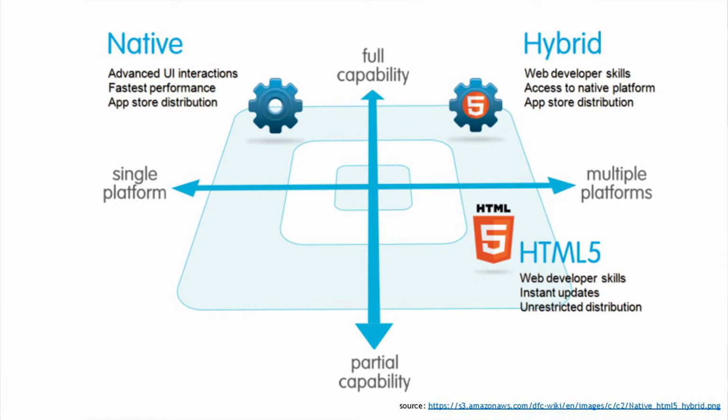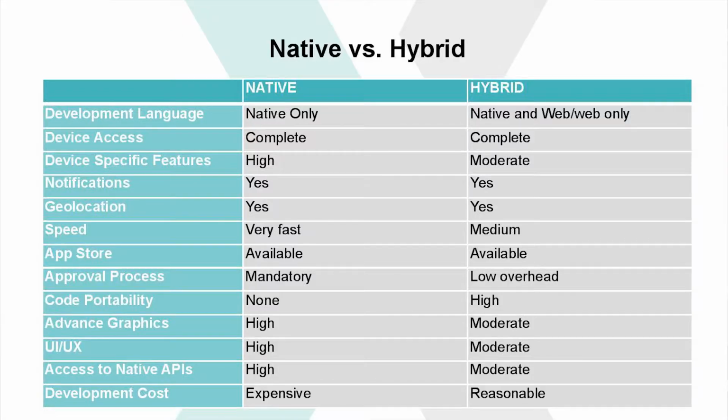So, a quick comparison between these two platforms. In native, we are using native code, in hybrid a web language. Device access, here we've got complete. Specific features, this one is high because most of the features we can use. This one is moderate because we never know what can be blocked by the provider. Notifications and geolocation, these two are available for both. Speed, this one is very fast, this one is medium. Availability in the App Store and the Play Store, for both.